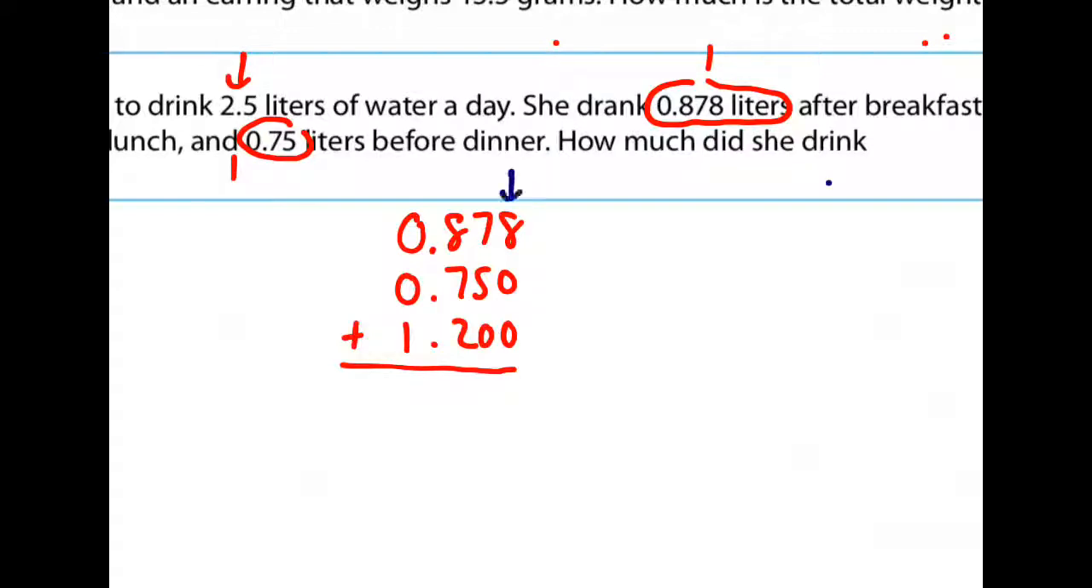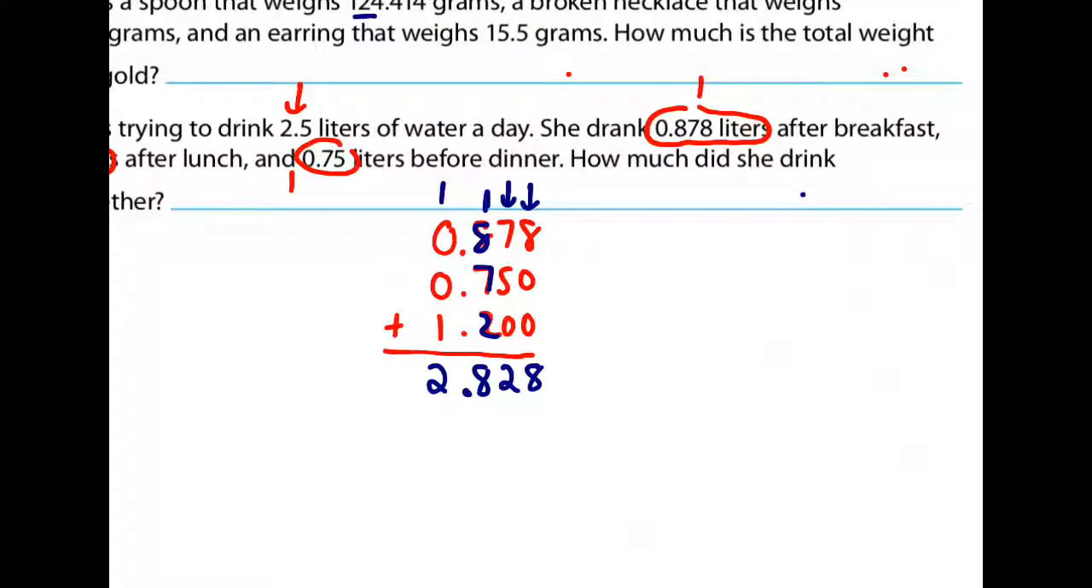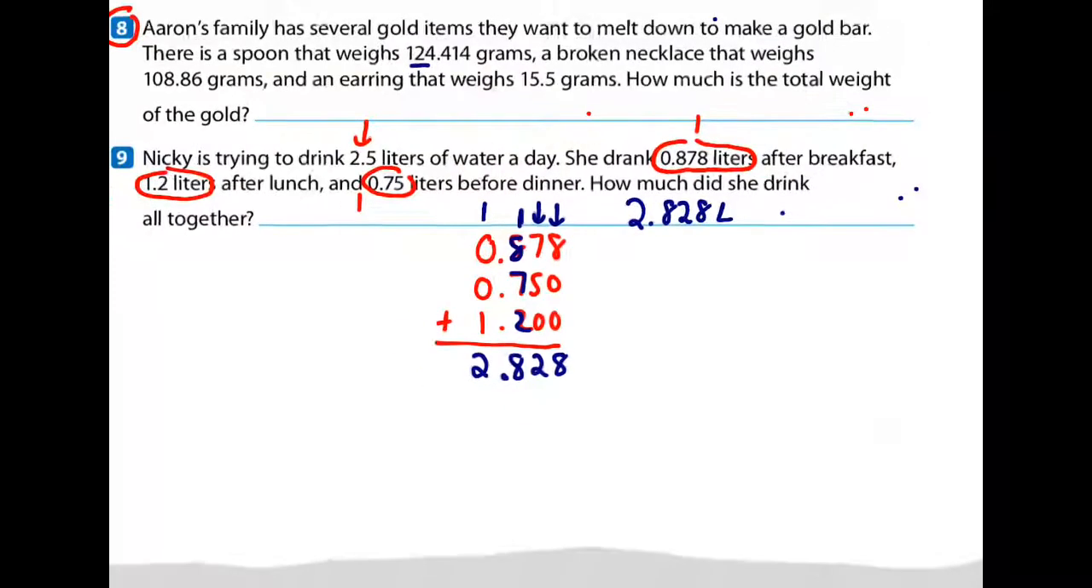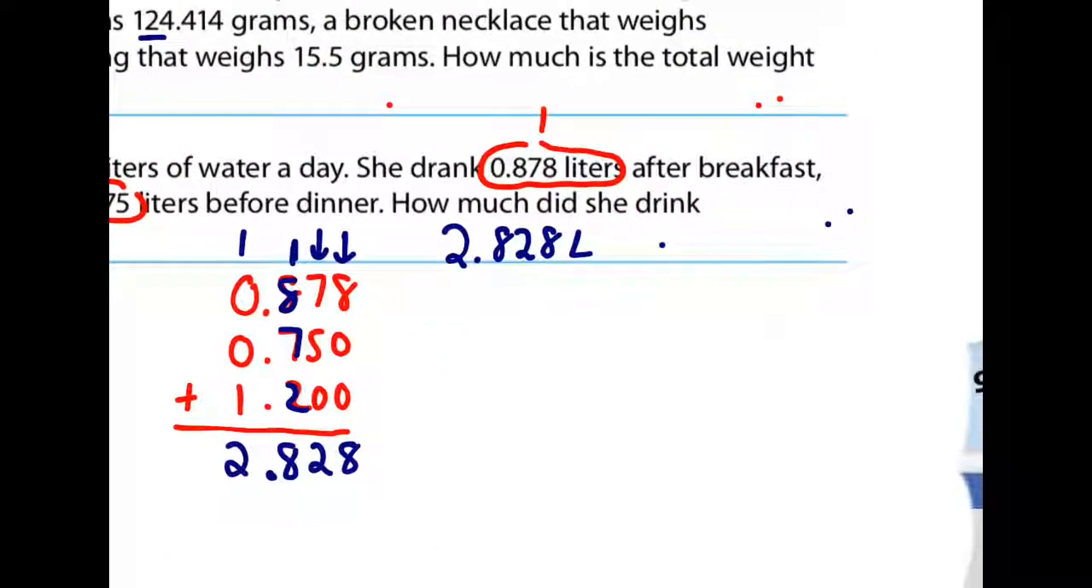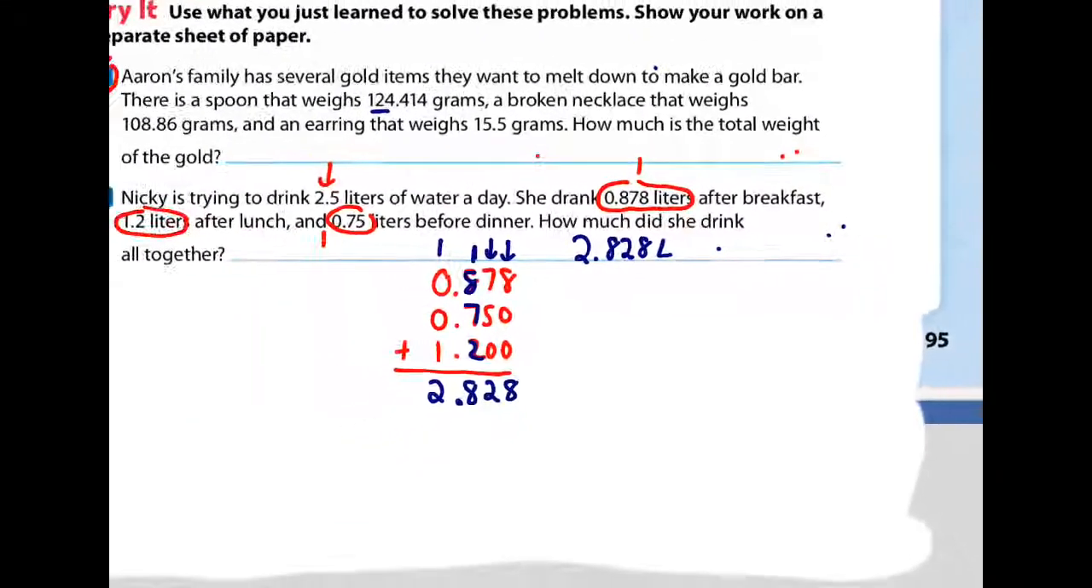So let's start with the thousandths place. That's 8. Let's go to the hundredths place. 7 and 5 is 12. Write the 2, carry the 1. Now, when we go here, I'm going to add up the 8 and the 2 to make a 10. 10 and 7 is 17, and 1 is 18. Write the 8, carry the 1, and I have 2. So my exact answer is 2.828 liters. So I guess Nikki was successful. She was trying to drink 2.5 liters, and she drank a little bit more than 2.5 liters of water.